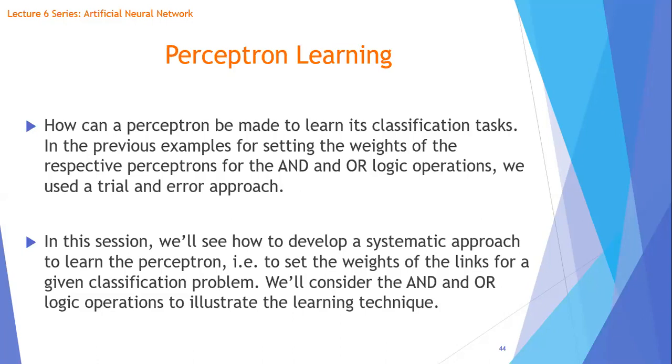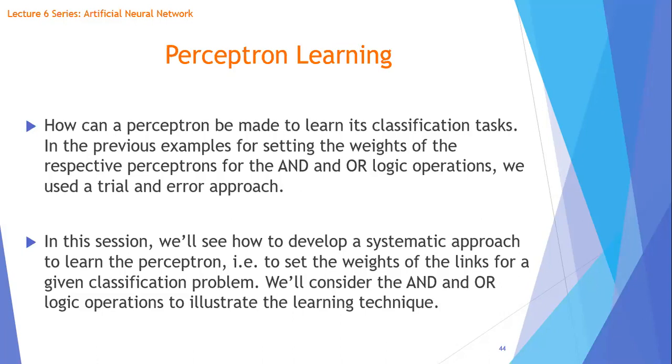Based on these inputs, the threshold and the activation function, you can compute an output for that particular neuron. We're going to take some examples in this video to see how we can actually compute the output of a perceptron. Now, what do you mean by perceptron learning?